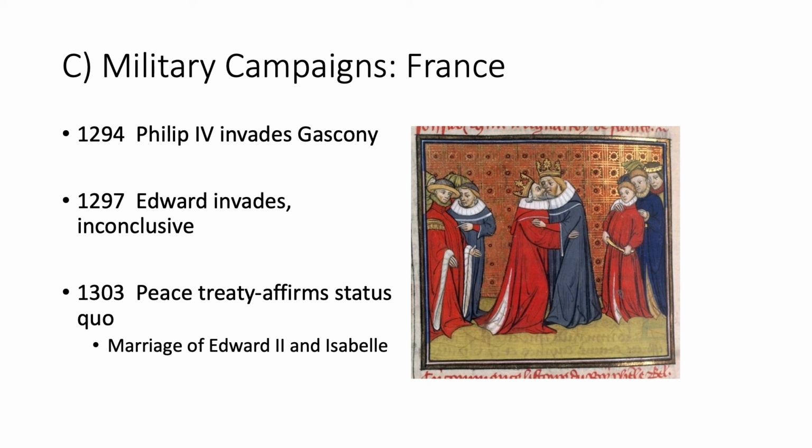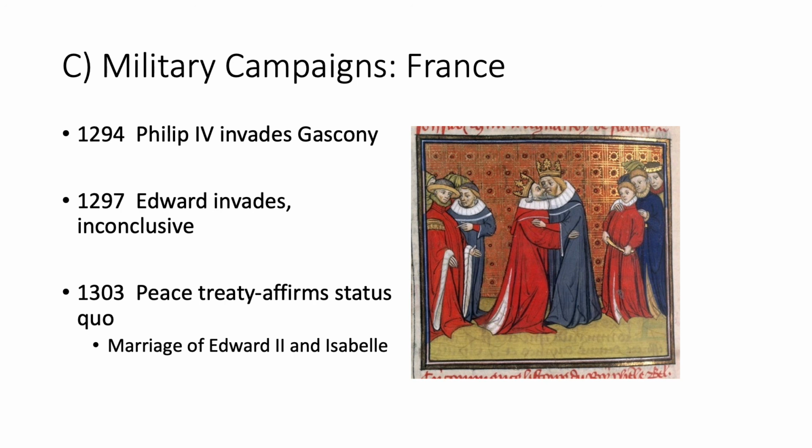So when Philip invades Gascony, Edward responds. He invades with a very large army. He raises a lot of money for this invasion. There's a few military encounters, but at the end of the day, it's pretty inconclusive. He does not have the money, and he does not have the support in England to continue to press his cause in France. And so in 1303, he meets Philip IV.